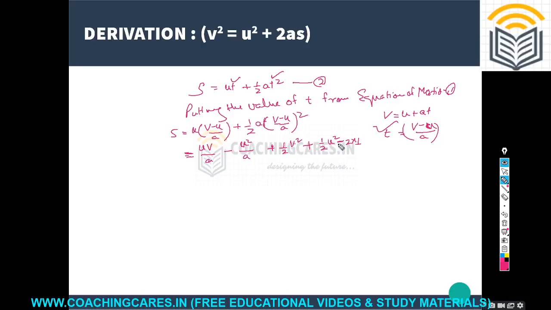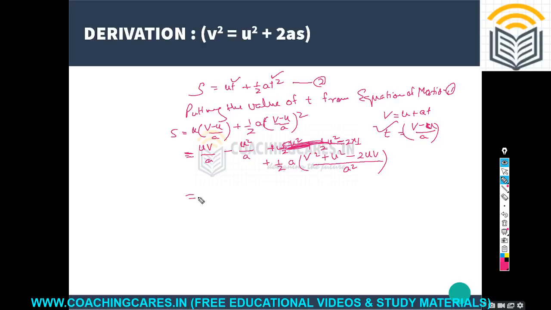Or let us write it in this way. This whole thing we'll write another way, that is half a (v square minus u square plus 2 u square minus 2 uv) and we can write it a square. We can write it in this way.